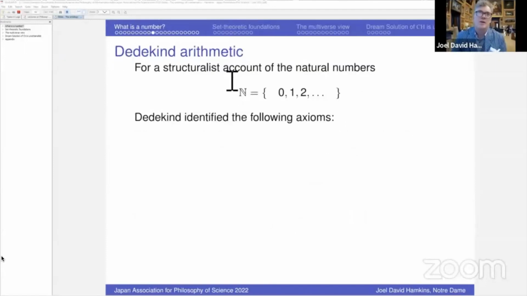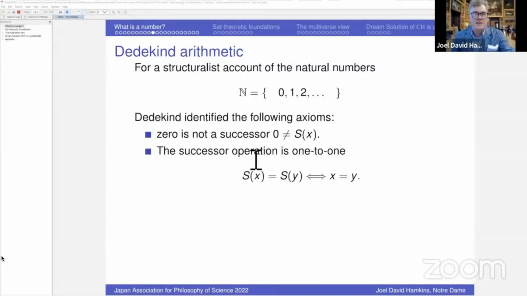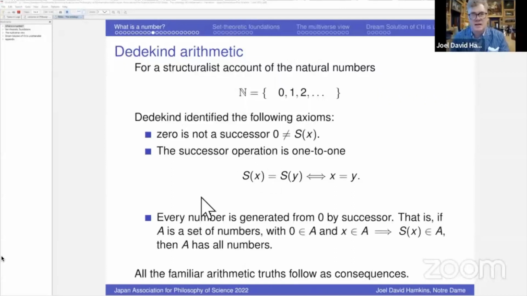Well, we can have a structuralist account of the natural numbers. If I take the natural numbers as 0, 1, 2, and so on, then Dedekind had identified the following axioms, namely, if we allow ourselves the successor operation, the +1 operation. So 0 is not a successor in this structure. And the successor operation is 1 to 1. So two numbers are equal if and only if they have the same successor. And every number is generated from 0 by successor.